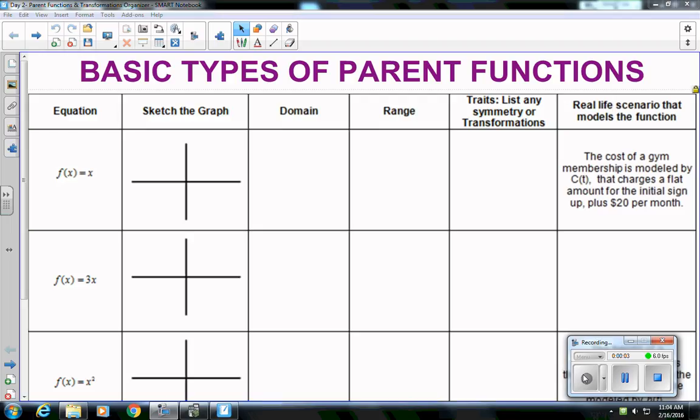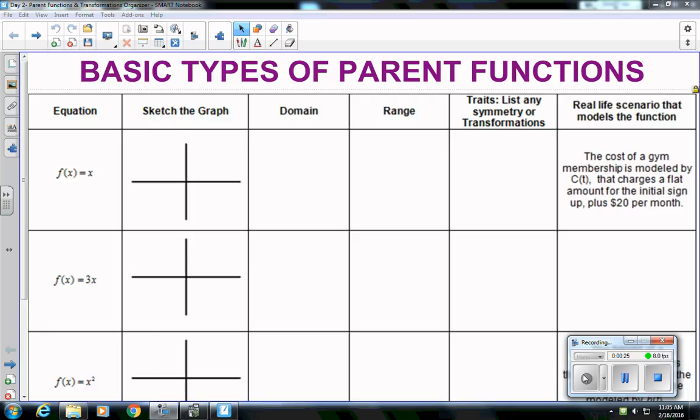This lesson is on basic types of parent functions. We're going to be looking at some of the basic parent functions that you already know and you've seen before, as well as some transformations of those functions. We're going to do the first page together, as well as all of the parent functions, and then you're going to be left to do the others on your own.